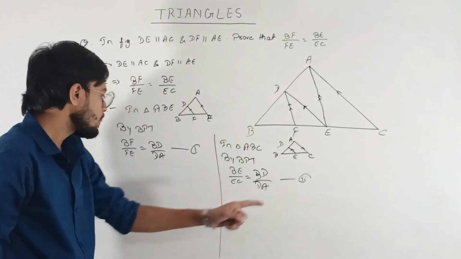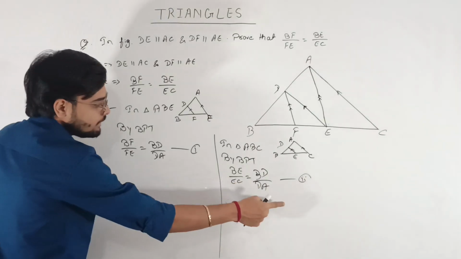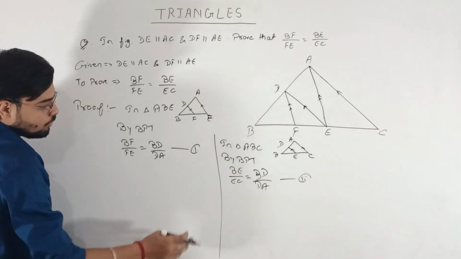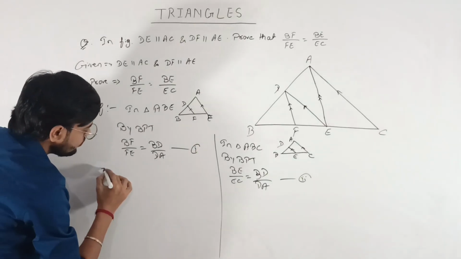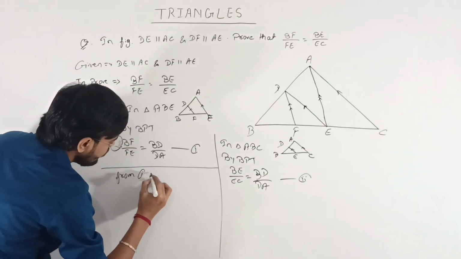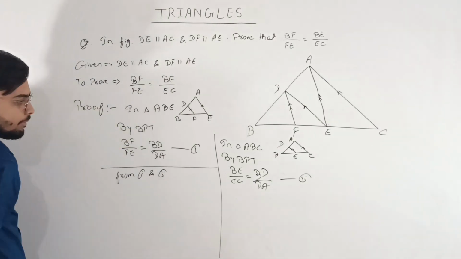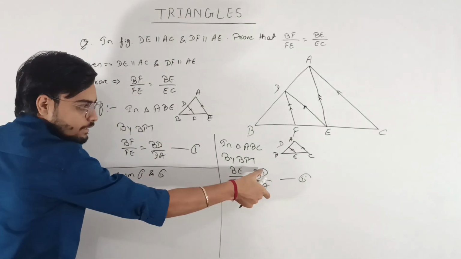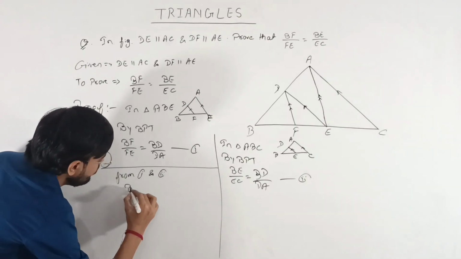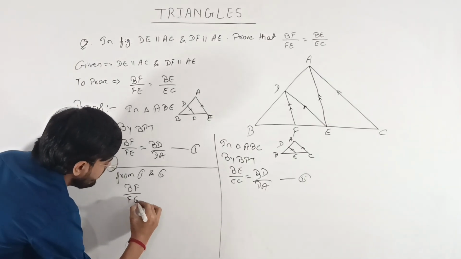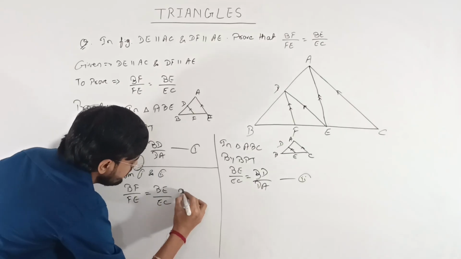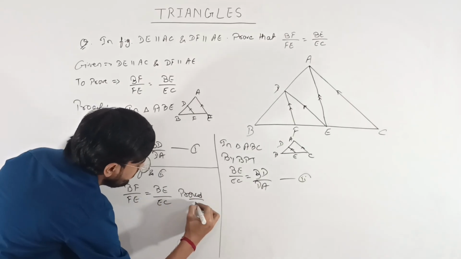Now look at first and second. In equation first and second, RHS BD upon DA is equal to BD upon DA. So from 1 and 2, what we write? RHS are equal, then LHS and LHS are also equal. So from 1 and 2, BF upon FE is equal to DE upon EC. This is proved.